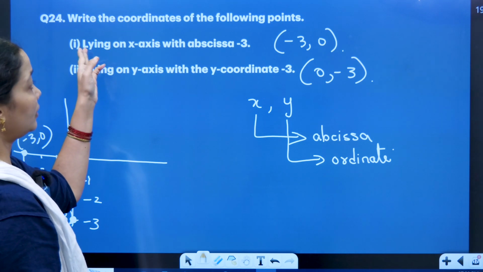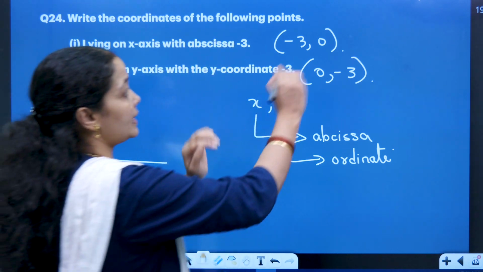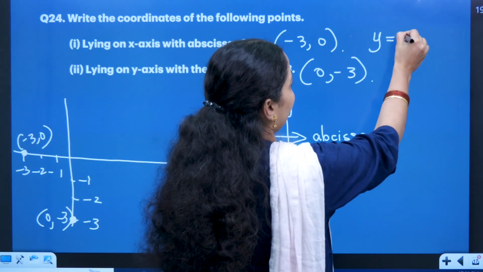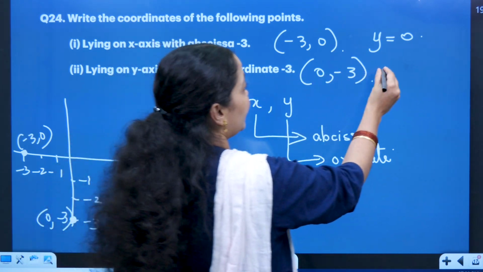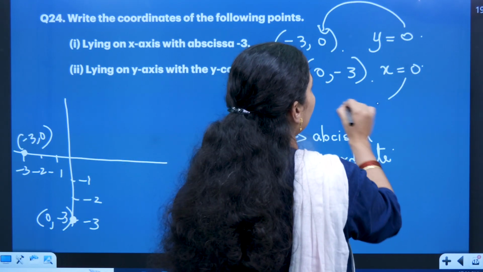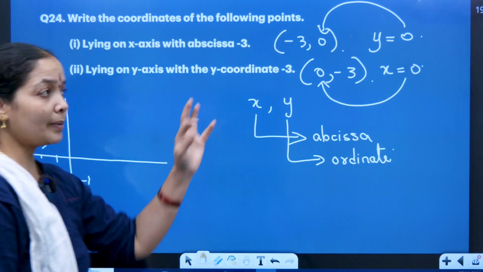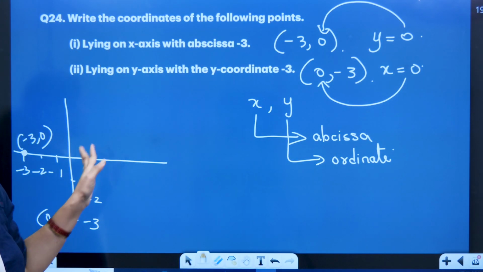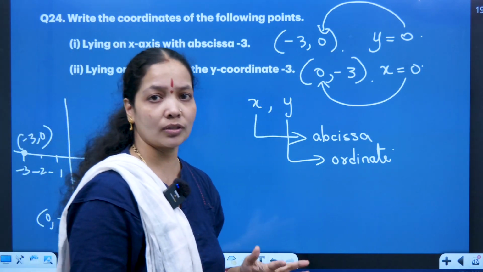What is the conclusion that we can take from this question? If the point lies on the x-axis, the equation will be y equal to 0. If the point lies on the y-axis, the equation will be x equal to 0. See, you can check here, y is 0, x is 0. So, if you remember those two things, easily you can frame the coordinates and mark them also.